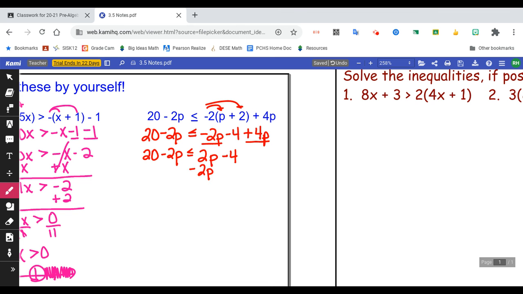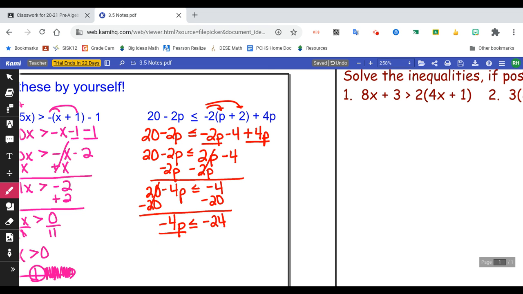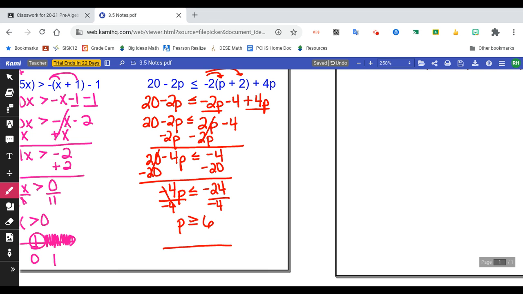All done combining, so I'm going to move my variables to the left. Negative 2 minus 2 is negative 4p. And I got a negative 4 on the right. Subtract 20 because it's a positive. Gives me negative 4p is less than or equal to negative 24. And finally, divide by negative 4. I divided by a negative, so that rule still goes. Flip the symbol. And p is greater than or equal to 6.